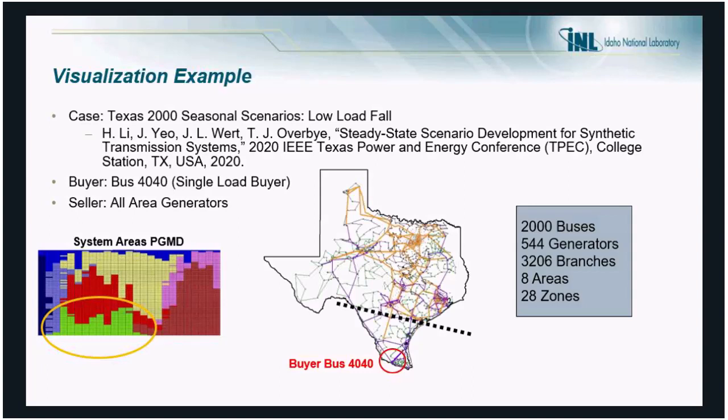A quick snapshot of this case: 2,000 buses, 544 generators, about 3,200 branches, 8 areas, and 28 zones. There are a lot of different ways to consider the information from this case, such as dividing it by those different elements. But the following example is going to look at the branch loading in the case.